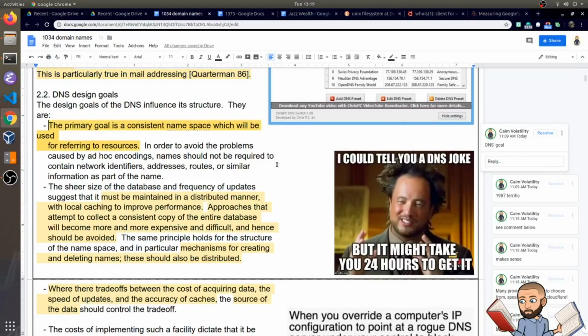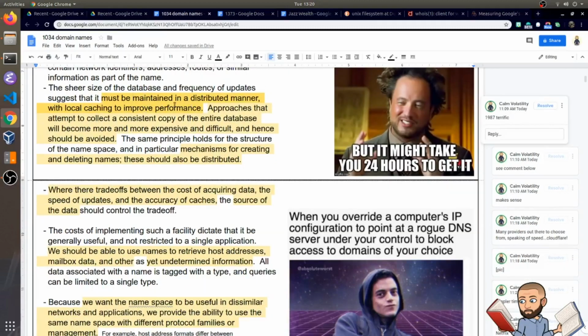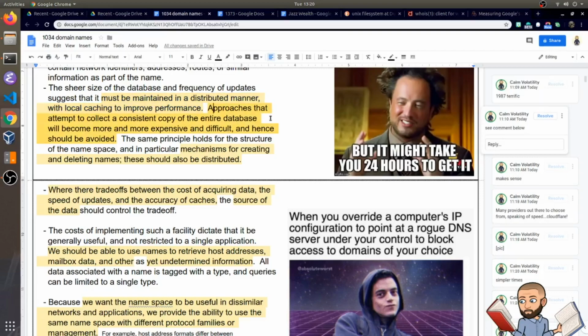So what's the goal of DNS? To provide consistent namespace, which will be used for referring to resources. Another goal is DNS must be maintained in a distributed manner with local caching to improve performance. They're saying here approaches that attempt to collect a consistent copy of the entire database will become more and more expensive and difficult, hence should be avoided.